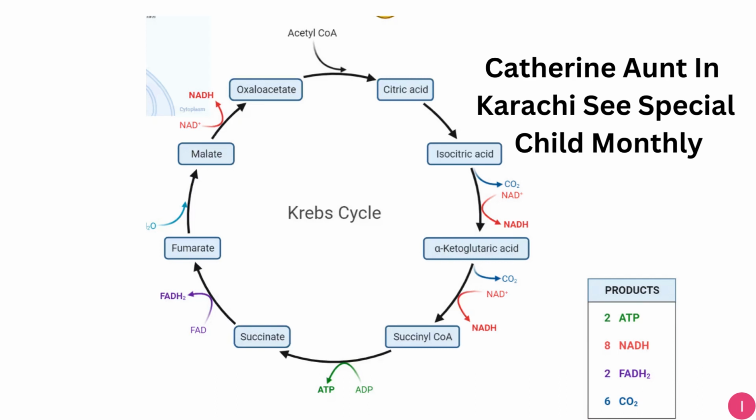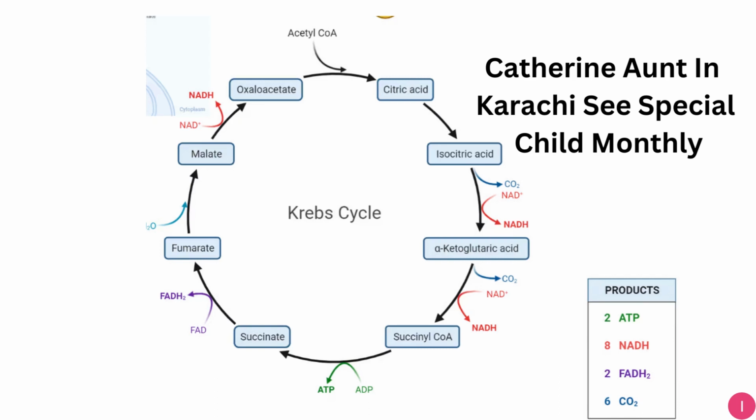Here is a short mnemonic so you can remember the Krebs cycle easily. Now see what the mnemonic is. The mnemonic is: Catherine Aunt in Karachi see special child monthly. Okay, this is a sentence you should remember. Cram this sentence and you will remember the whole Krebs cycle.